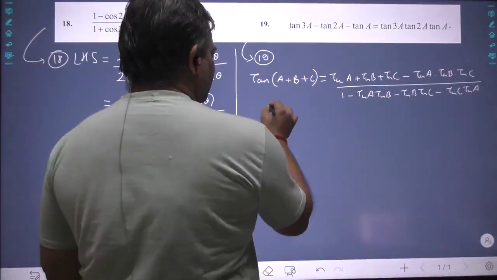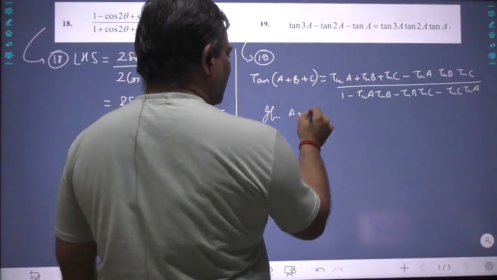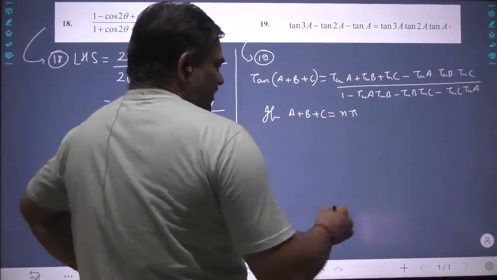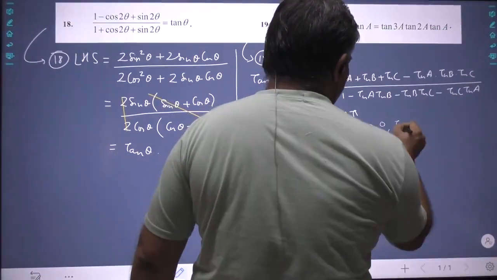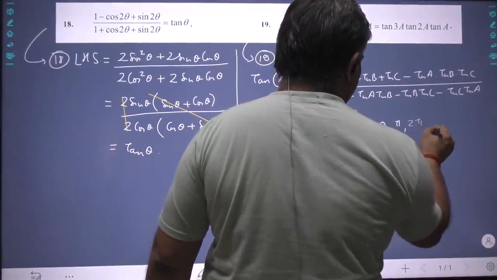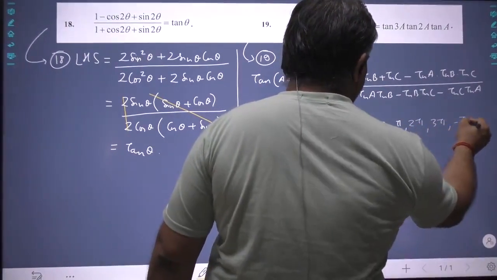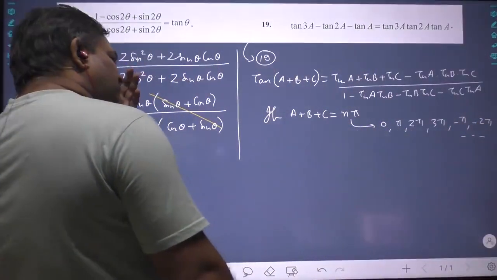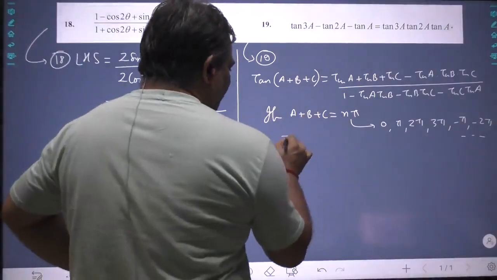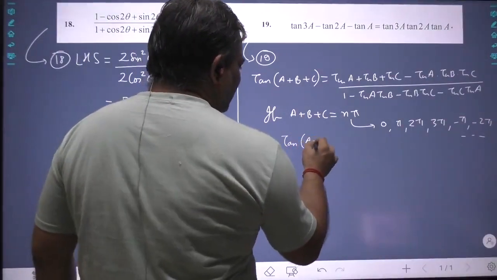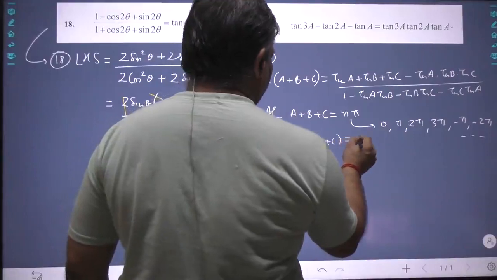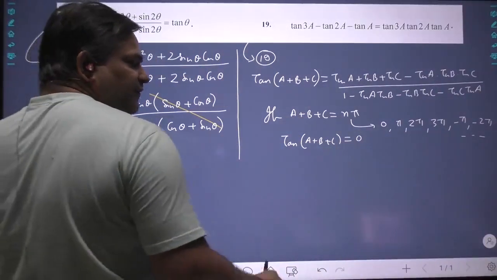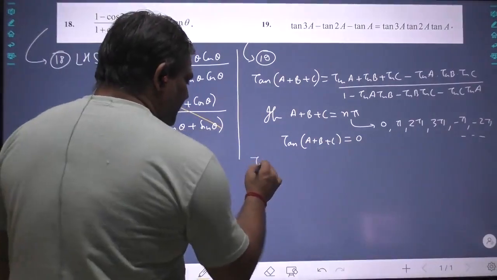Now try to think, if a plus b plus c is any multiple of pi. Any multiple of pi means 0 or pi or 2 pi or 3 pi or minus pi, minus 2 pi and so on. If a plus b plus c is any multiple of pi, then definitely tan of a plus b plus c will be 0. Say yes. Tan of a plus b plus c will be 0.